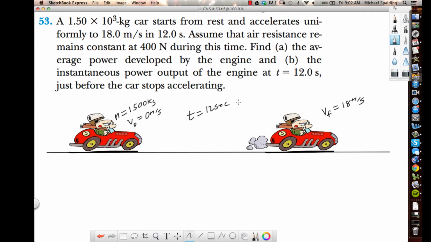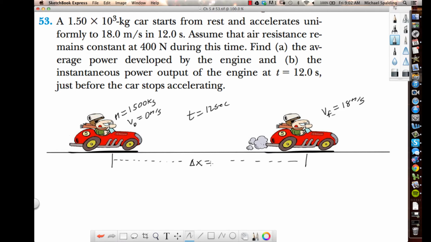All right, so a few things we're going to need for this problem that I'm going to solve for with kinematics. There's really no way, I mean, I hate to say no way because a lot of times you can do things multiple ways in physics, but we're going to need to know how far it is from start to end, from 0 meters per second to 18 meters per second. What's the displacement? So how do we get that?